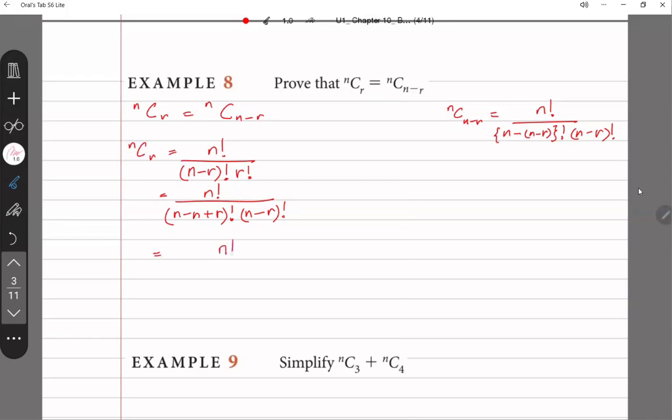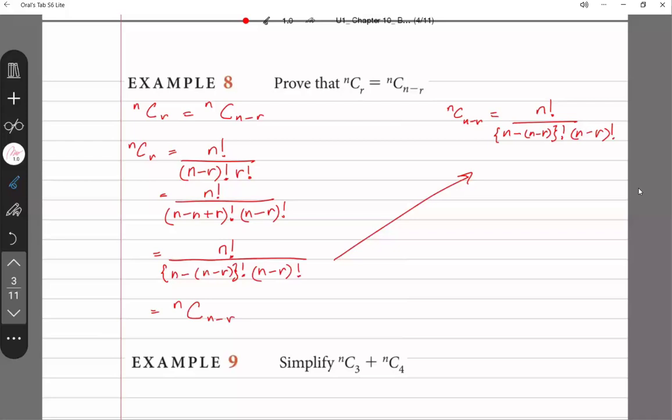Then what I did next is I factor out the negative 1. So I have n factorial over (n minus r) factorial times (n minus r) factorial. And now, you can see that this looks exactly like that. So this is equal to nC(n minus r). That's all I did. So, direct proof.